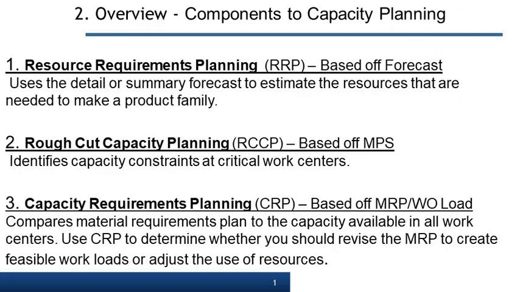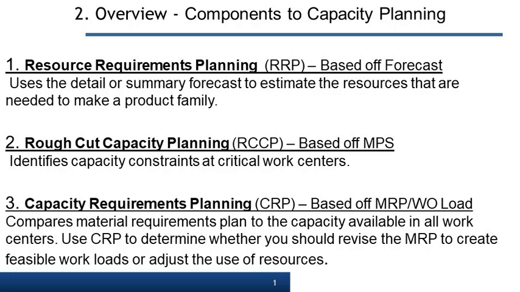The three components of the JD Edwards capacity requirements planning are: 1. Resource requirements planning, 2. Rough cut capacity planning, and 3. Capacity requirements planning. The first one, resource requirements planning, is going to be based off the forecast. It uses the detail or summary forecast to estimate the resources that are needed to make, say, a product family. This is your top level.